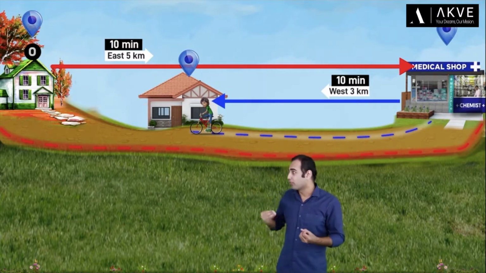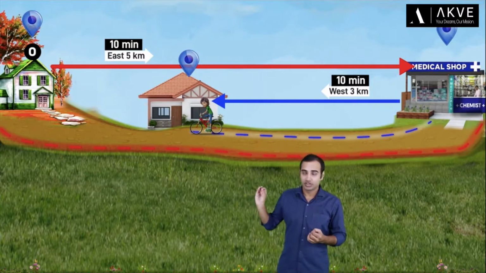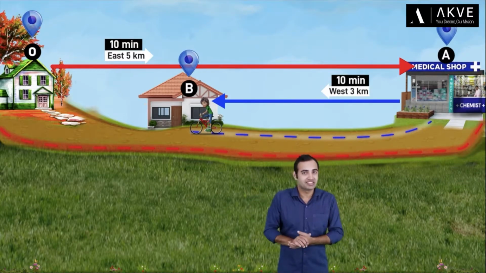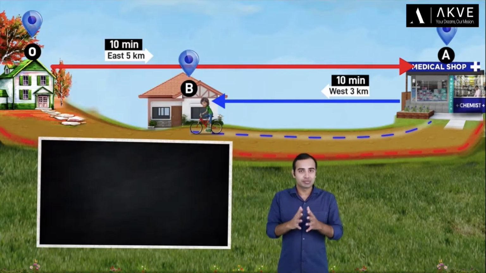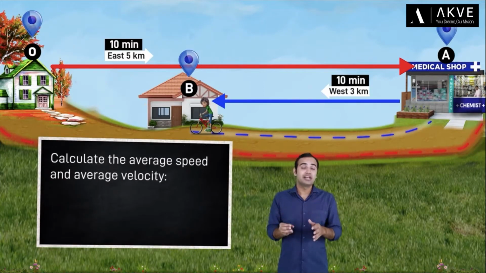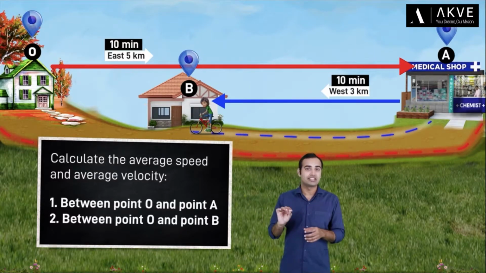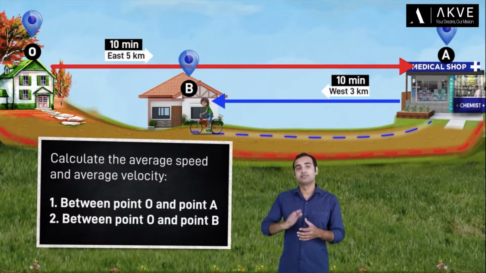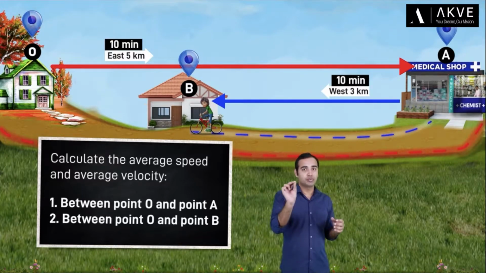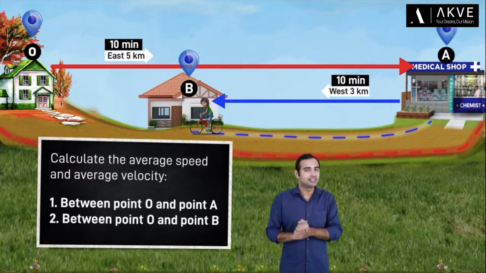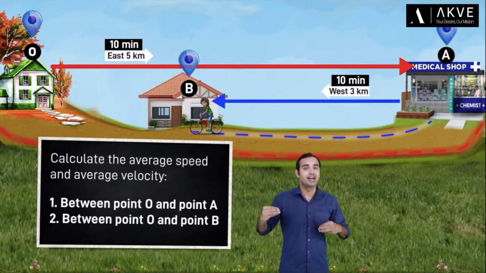Now, assuming point O represents Jack's house, point A represents the medical store, and point B represents Jack's friend's house, you are supposed to calculate the average speed and average velocity between the points O and A, as well as the points O and B. So go ahead and try solving this problem, guys. And once you do it successfully, you would be able to clearly see the difference between average speed and average velocity. Your time starts now.